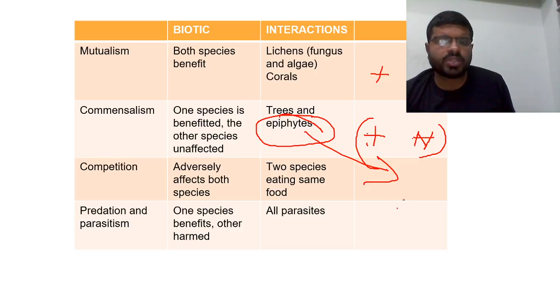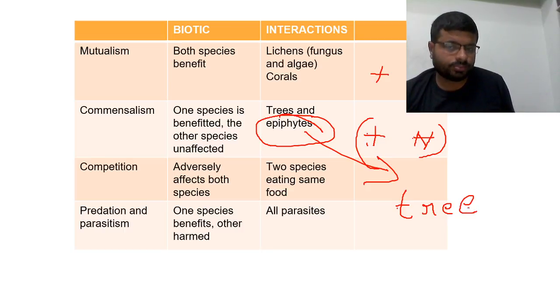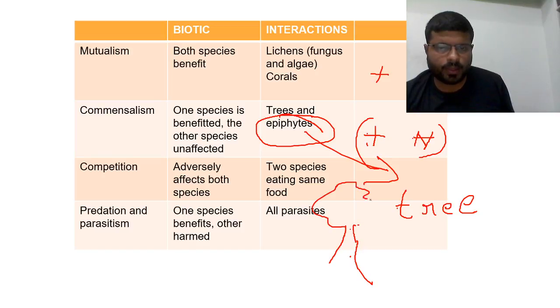Epiphytes are nothing but plants growing on another tree. An epiphyte is a small plant which is growing on a tree. For example, if this is a tree, and on the branch or the trunk there is another small plant growing in this fashion, this plant we call an epiphyte.